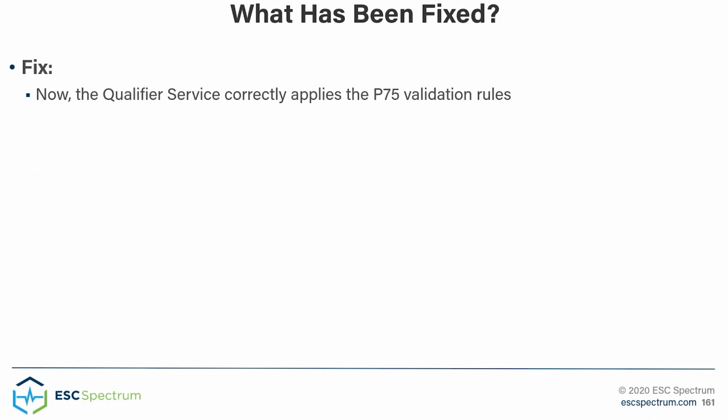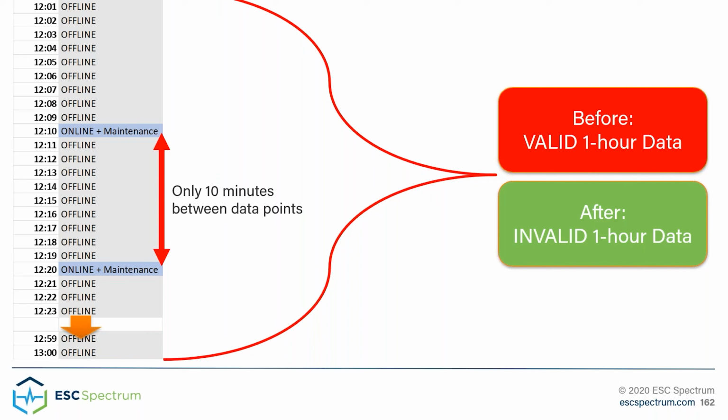It's very much an edge case. So for example, let's say we have some data here all the way from 12 to 1300, and all that data is offline except the 10th minute and the 20th minute. They are online and in maintenance, but they're only 10 minutes apart. So before, Prism would have thought this was valid because it had those 2 data points, but now it actually applies that rule. It says, well, those 2 data points are only 10 minutes apart. They needed to be at least 15 minutes apart, so this is an invalid hour.